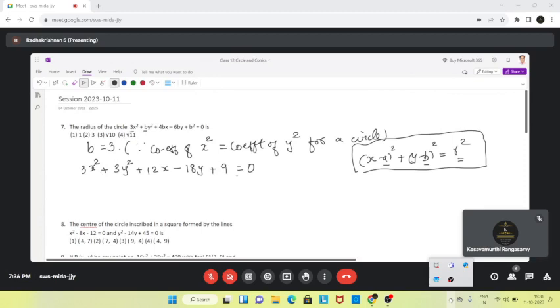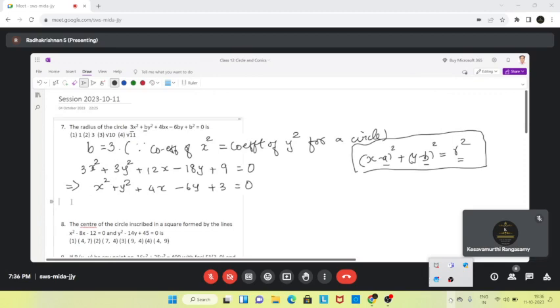First of all, you see that all the terms are divisible by 3. So we can eliminate a 3. Divide all the terms by 3. So it is going to become x square plus y square plus 4x minus 6y plus 3 equal to 0.